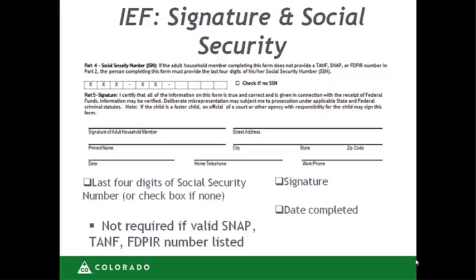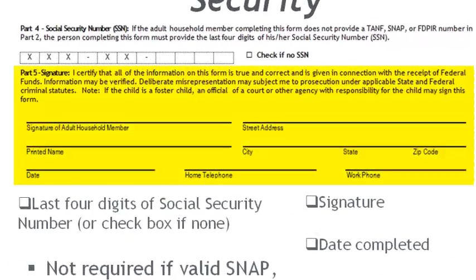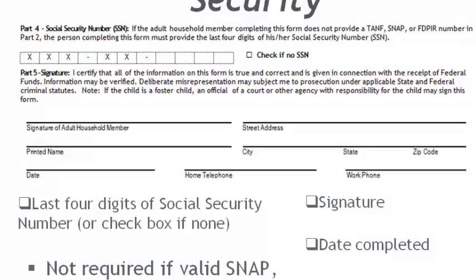The final section parents or guardians are required to complete is Part 5. Everyone is required to complete this section regardless which sections they completed above. They must sign the form, print their name, and indicate the date the form was completed, as well as provide their current address and phone number.